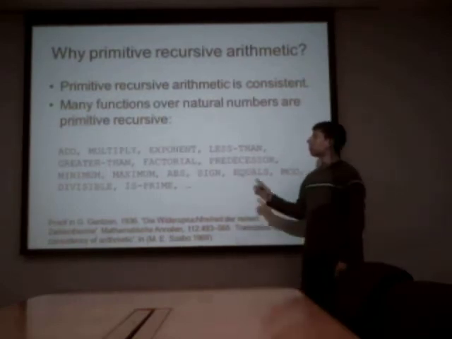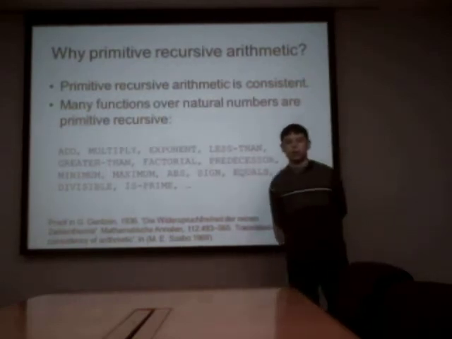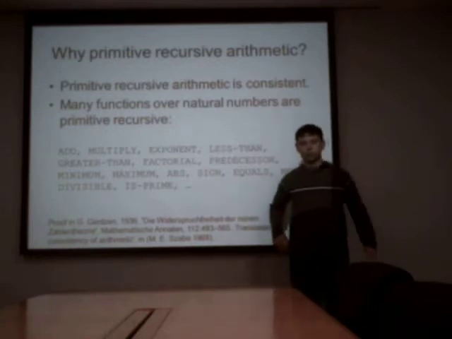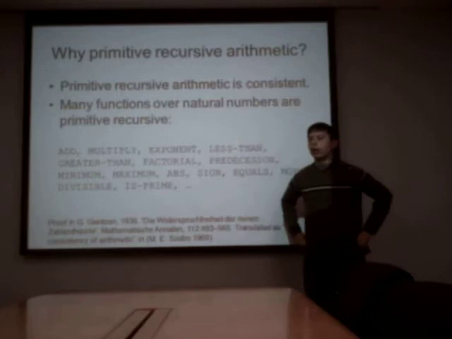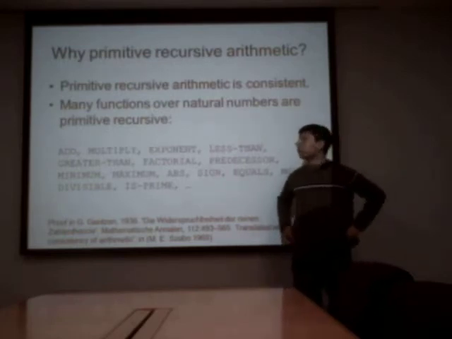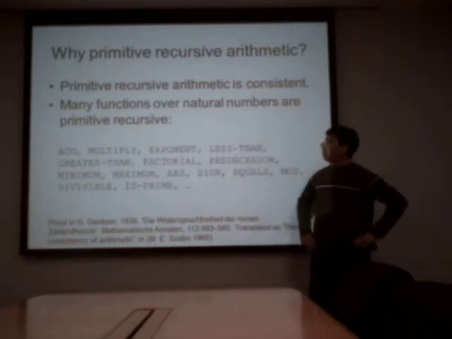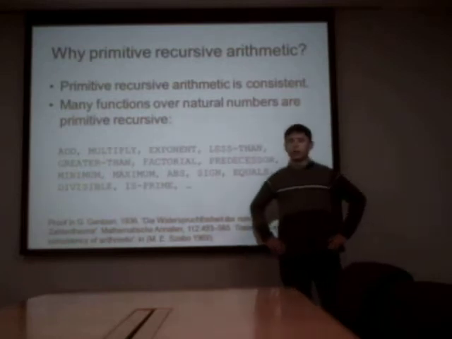Well, primitive recursive arithmetic is known to be consistent, which means that we can talk, with a very well-founded basis, about whether a program in primitive recursive arithmetic is correct. We can prove things about primitive recursive arithmetic relatively easily. And furthermore, primitive recursive arithmetic is actually relatively expressive.